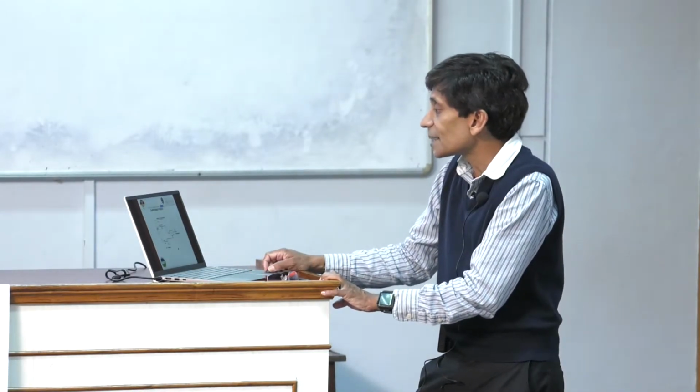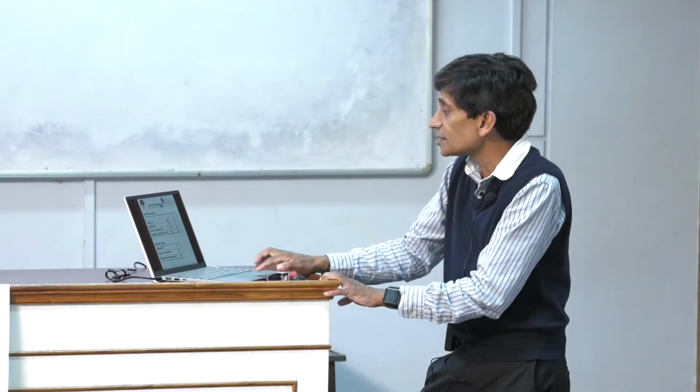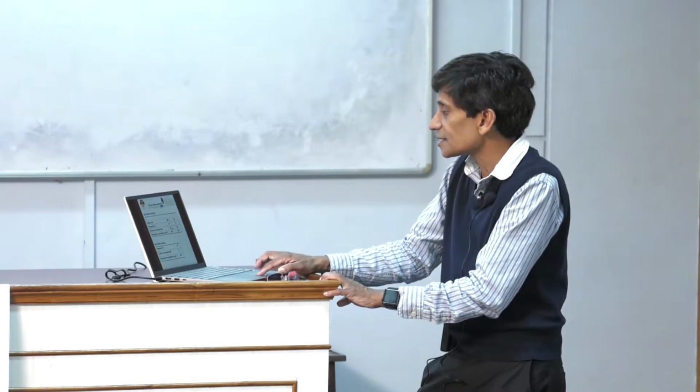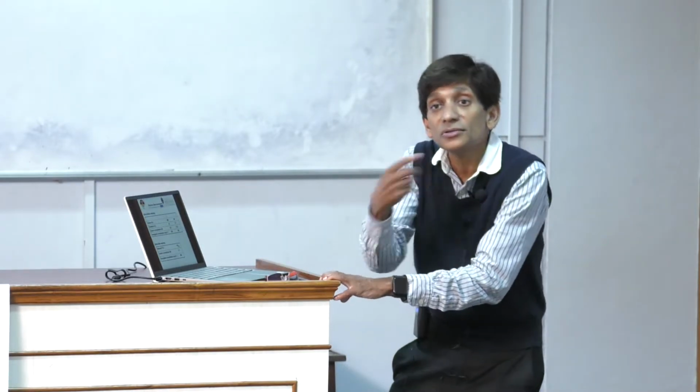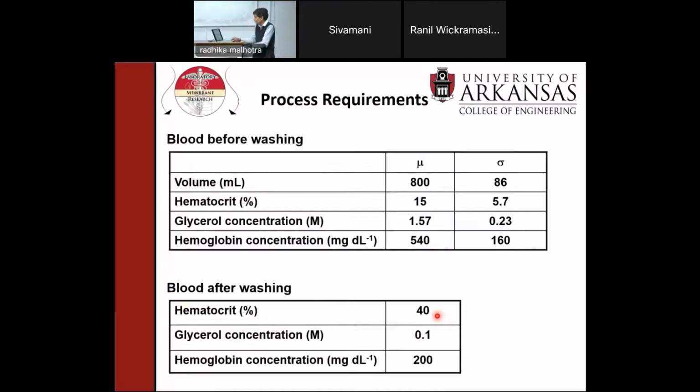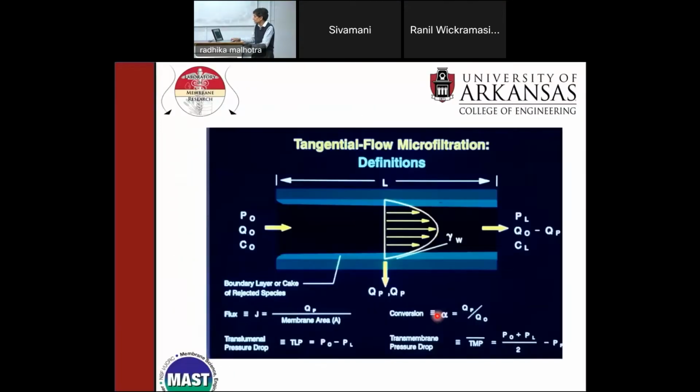So if you look here, we have to concentrate because we are starting off at a hematocrit of 15%. We've got to get to 40%. We've got to concentrate, but we also have to do a diafiltration. We've got to do both steps. And really, what this amounts to then is a series of operating steps.